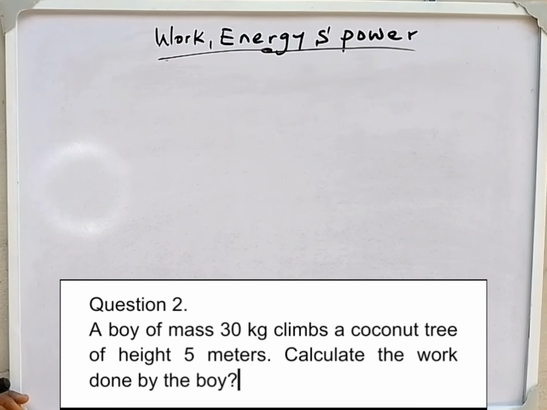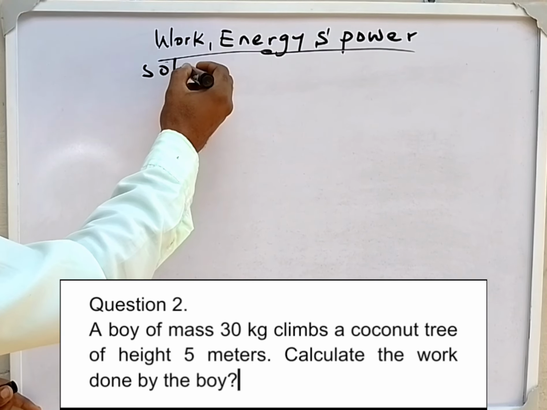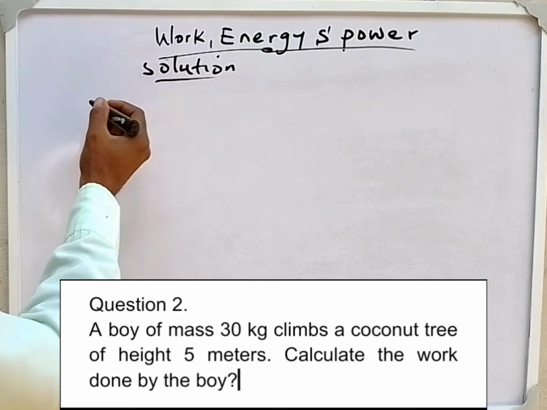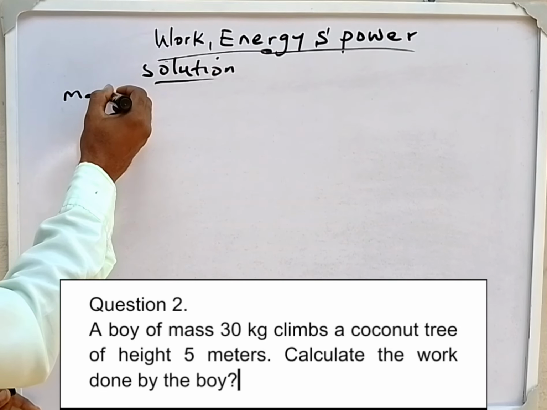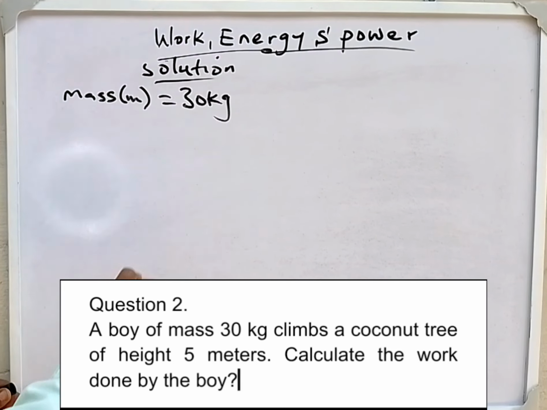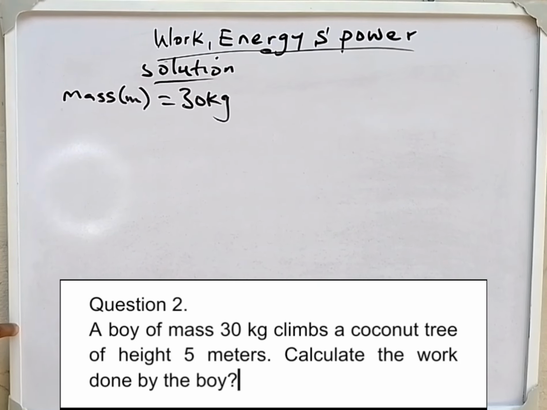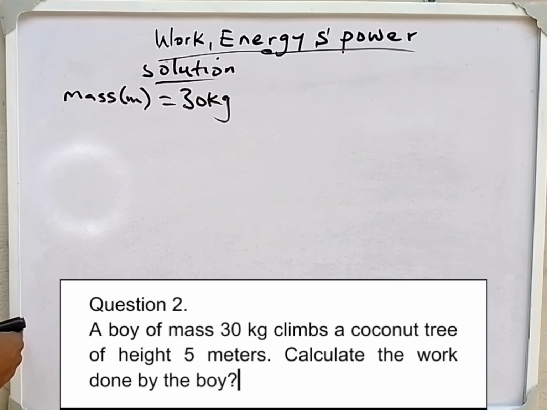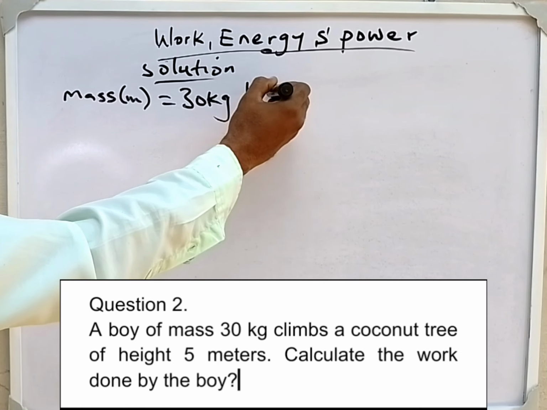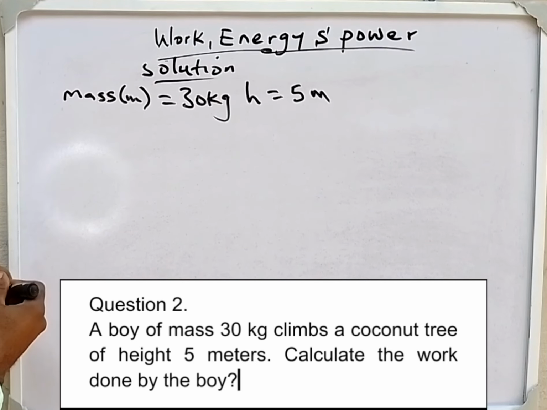So we are asked to calculate the work done by the boy. The first thing we are going to do is, as usual, we'll write solution, then write the parameters. Mass of the boy is 30 kg. The boy climbs a coconut tree, and the height of the coconut tree is 5 meters. Height 5 meters.